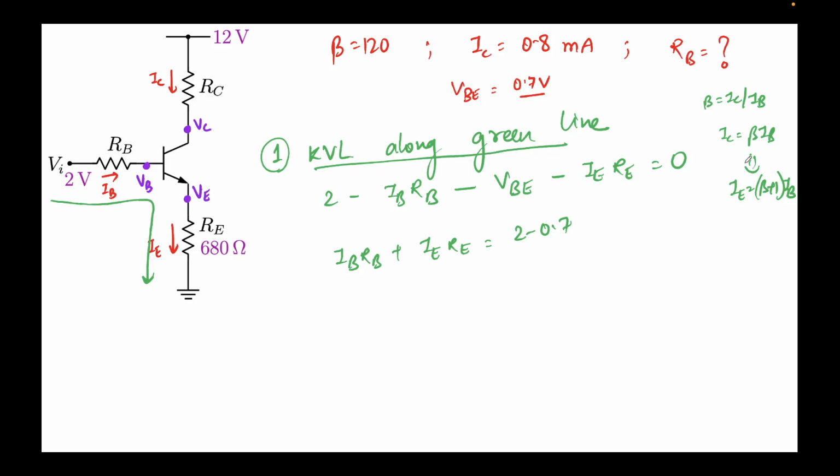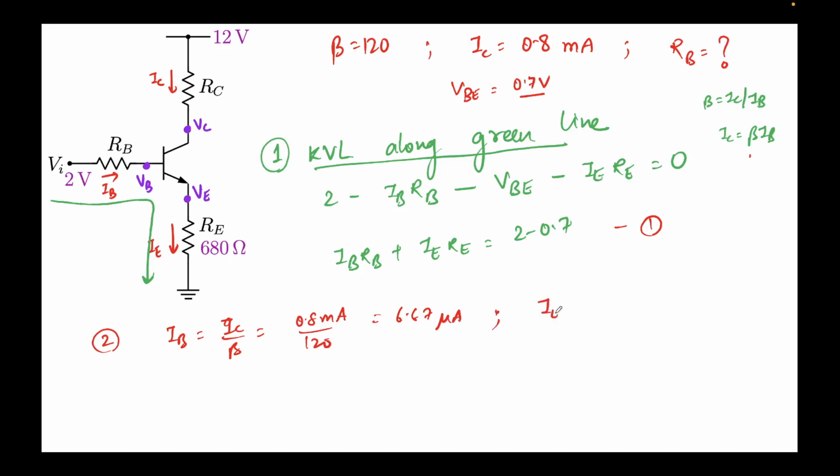So it's even simpler. IC is known. Let's call this expression 1. Now I will find IB. IB is nothing but IC upon beta. IC is given as 0.8 milliamps upon 120, so this comes out to be 6.67 microamps. Similarly, I'll assume IE to be approximately equal to IC. IE actually will be IC plus IB, but this is 0.8 milliamps and this is 6.67 microamps, so I'll ignore this term and simply write it approximately equal to 0.8 milliamps.